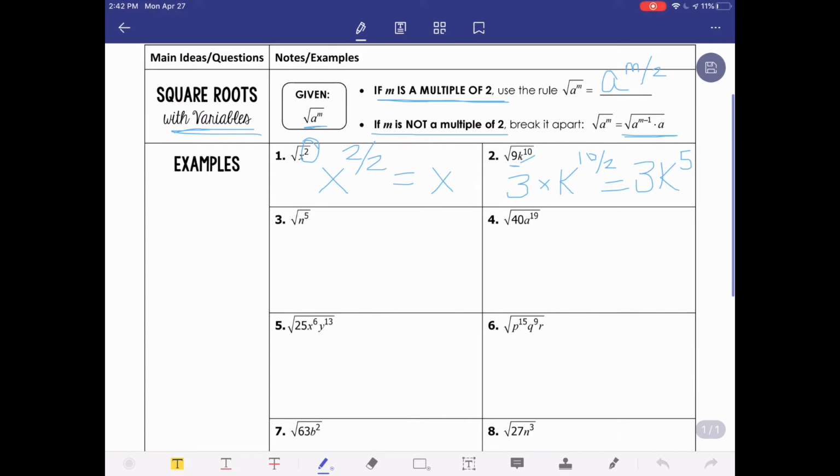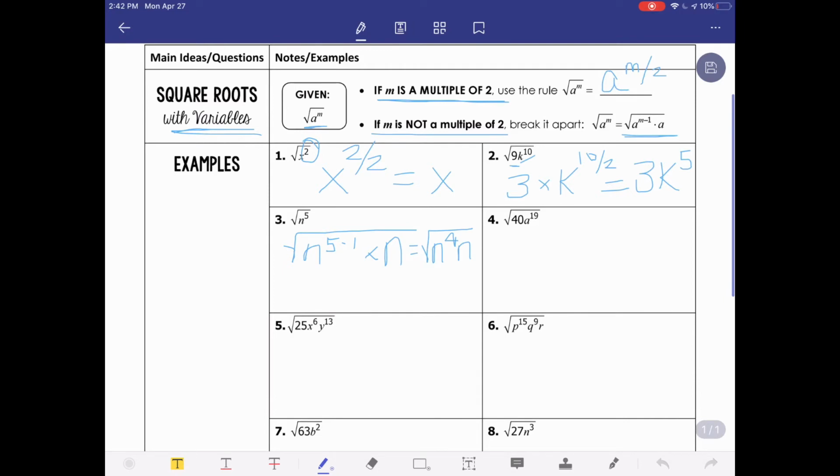Number 3, I have the square root of n raised to the 5th power. Now 5 is not a multiple of 2, so we need to take and remove one n from that. So we're going to do square root of n to the 5 minus 1 times, and then just an n over here. So this is going to become square root of n to the 4th times n.